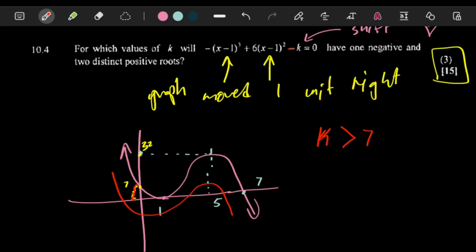downwards all the way until you've moved it downwards 32 units. So here you have to say k has to be bigger than 7, yes, but then k has to be smaller than 32. The reason why k has to be smaller than 32 is because you cannot move the graph downwards more than 32 units. Otherwise, as you saw, the turning point will be below the x-axis, and then you won't have your scenario of 1 negative root and then 2 positive ones.